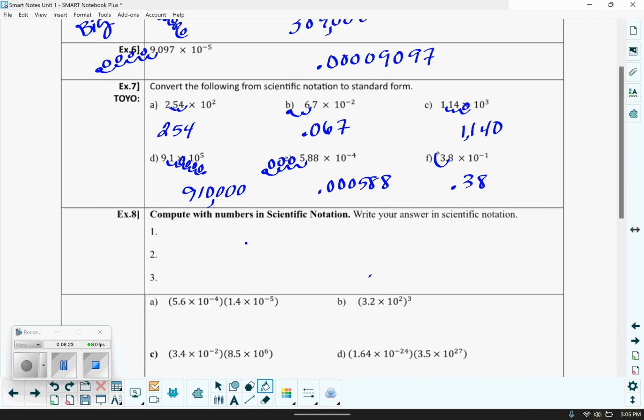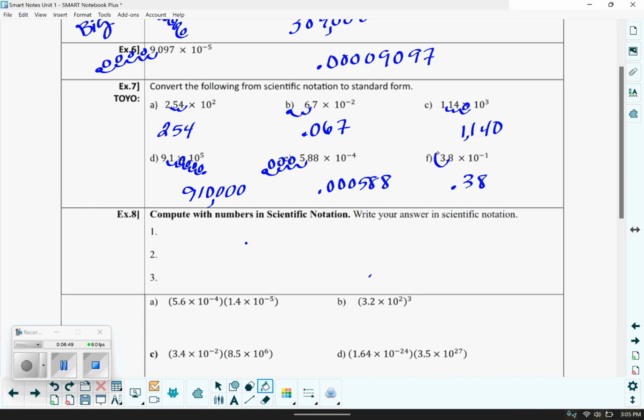Now we're going to do some computing. When we're computing in scientific notation, the most that you're going to end up doing for the most part are going to be multiply and divide. There are a couple of things on your delta that have you do some adding and subtracting. Definitely watch the tutorial, or you can put them into standard form and subtract and add, or you can make sure they both have the exact same exponents.